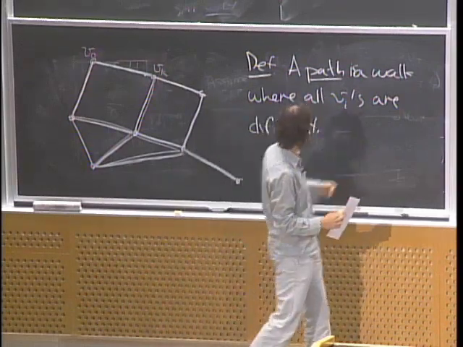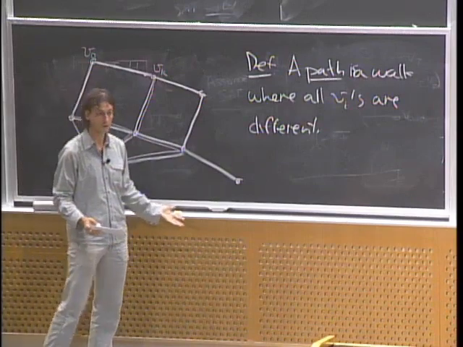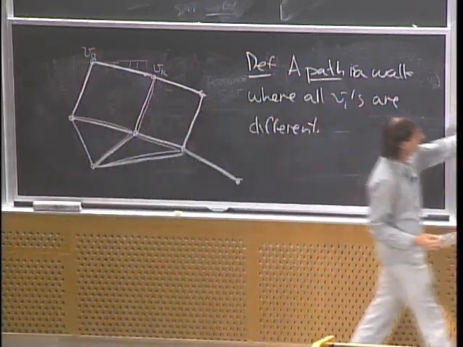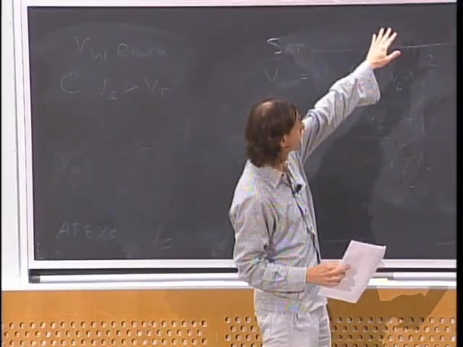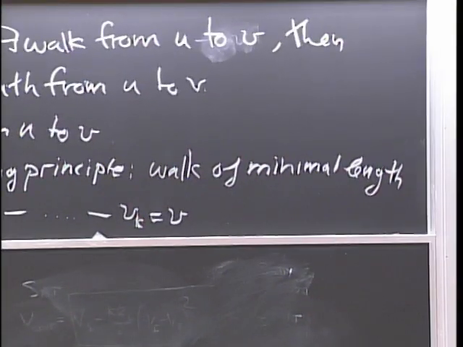And then we're going to use this trick. We're going to take out this part. We get a shorter walk. But that contradicts that our walk is of minimal length. So that's the proof technique that we are using. Okay, let's do this.